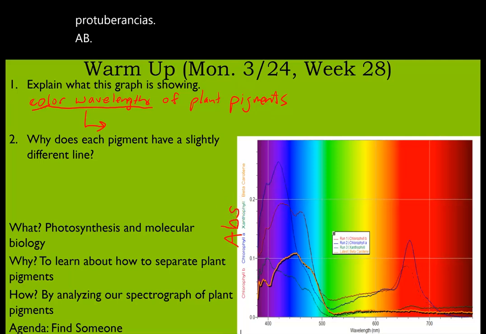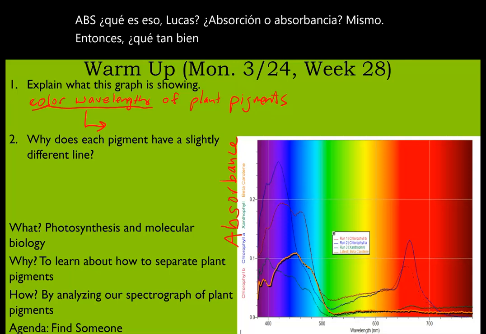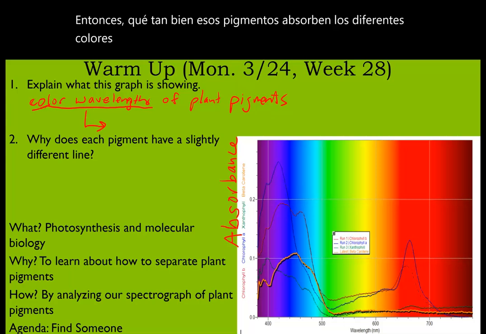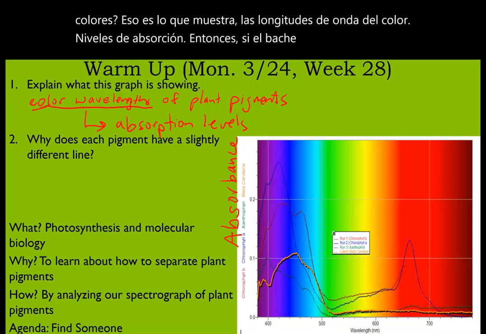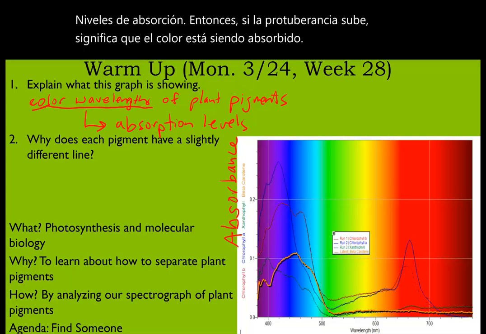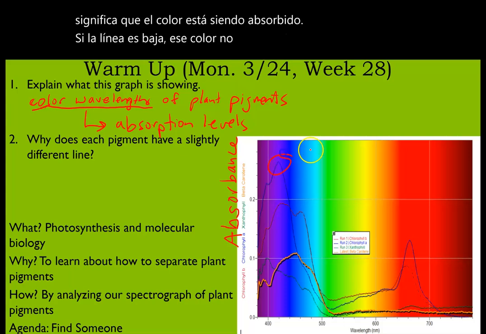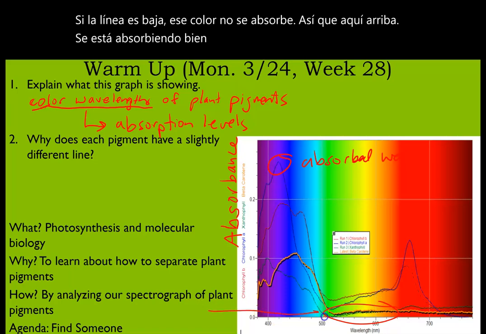What was that, Lucas? Absorption or absorbance, same thing. So how well those pigments are absorbing the different colors, that's what it's showing. The color wavelengths, absorption levels. So if the bump goes up, it means that color is being absorbed. If the line is low, that color is not being absorbed. So up here, it's being absorbed well. If it's down here, it's not being absorbed very well. So not absorbed. I'll just put that.